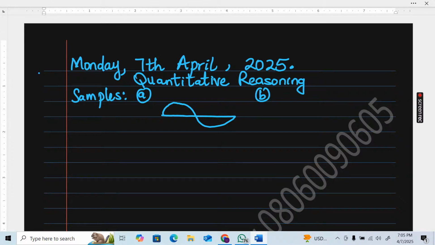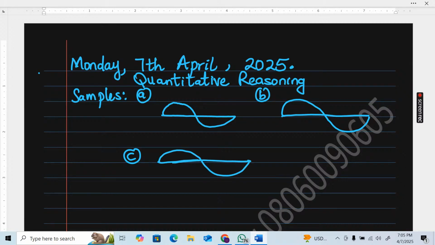The sample B also, you draw a straight line, all right? Then a curve above, cross over the line, and a curve below. Then we have sample C. Draw a straight line, a curve above, cross over the line, and a curve below.